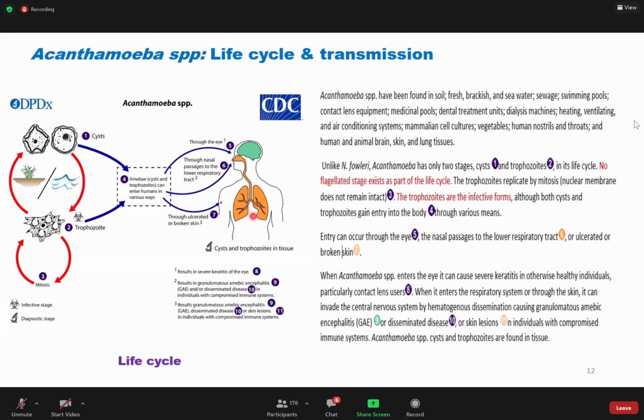Now, one thing I want you to note is that with Acanthamoeba species, there is no flagellated stage because we're going to discuss another amoebic agent that has a flagellated form. That's Naegleria. So the basic difference between the two, apart from their names, is that with Acanthamoeba, you just have the cyst and the trophozoites. The trophozoite and the cyst can both get into the human system, but most of the time the trophozoite causes infection.